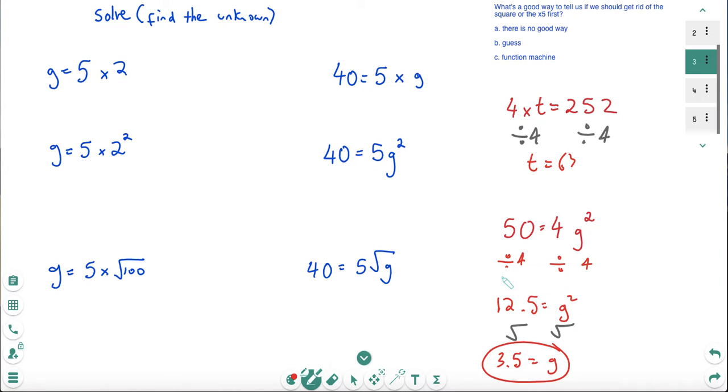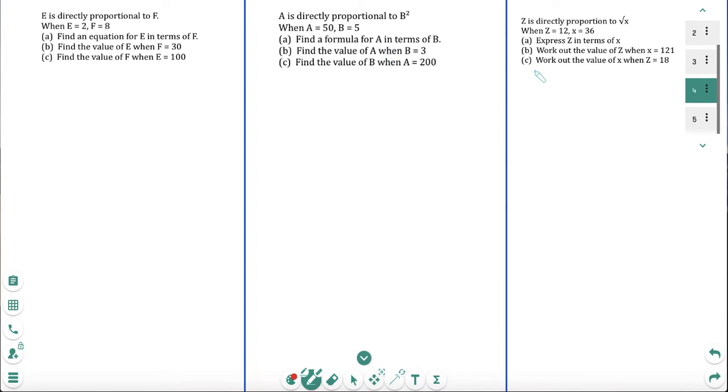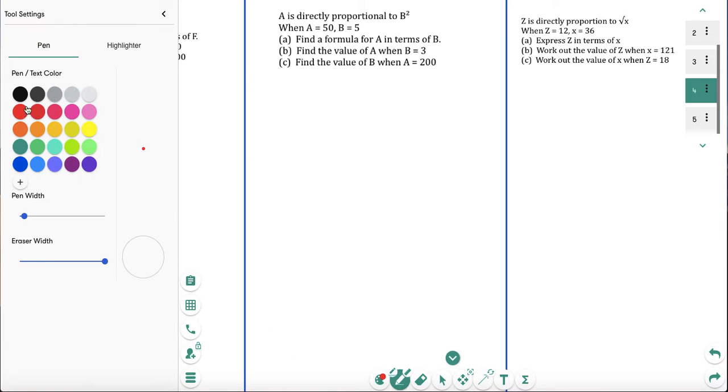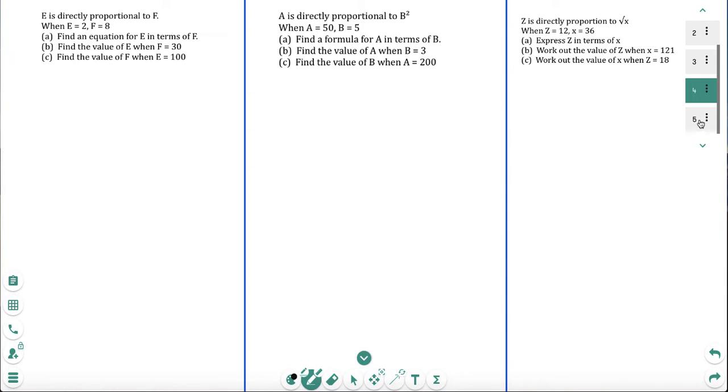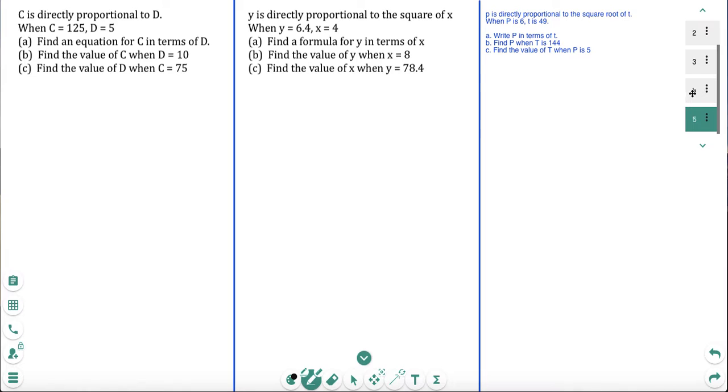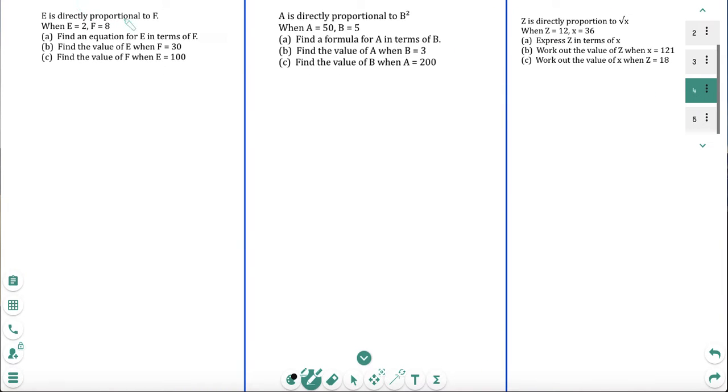Okay, so first things first, you gotta know how to do some basic solving. Now, let's go into some questions together. I've got 3 worked examples on this page, and on the next page, you have 3 to do by yourself. E is directly proportional to f. When E is 2, f is 8. Find an equation for E in terms of f.